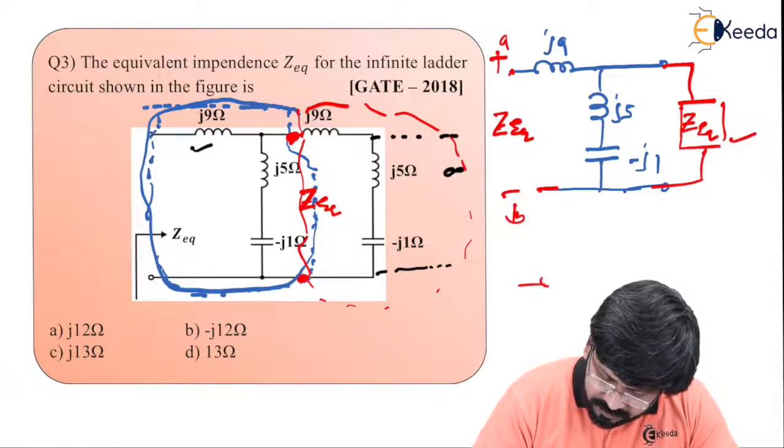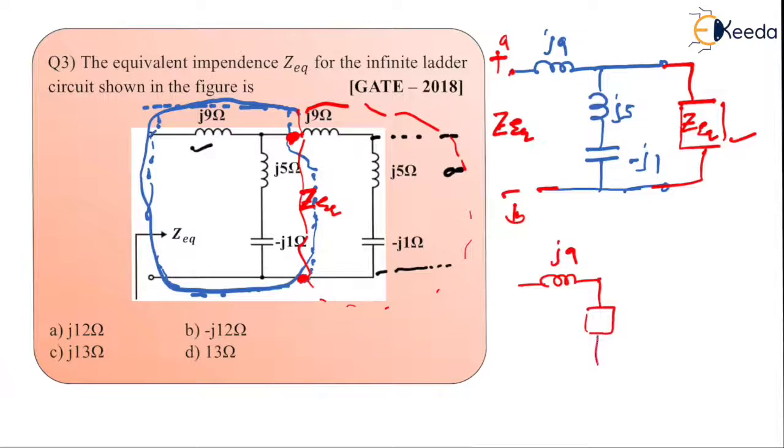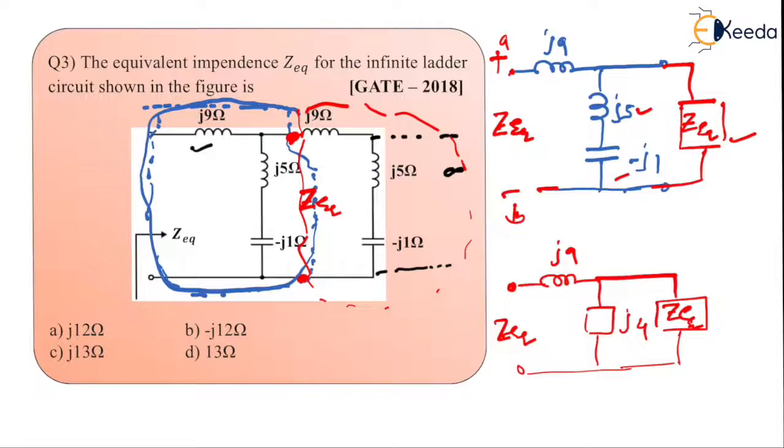I can reduce this to J9 and I can make only one component here. As you can see, J5 and minus J1 are connected in series. Effectively, it becomes J4, to which again the infinity ladder network is replaced with Z equivalent here, and this is again Z equivalent. So what model do we have?